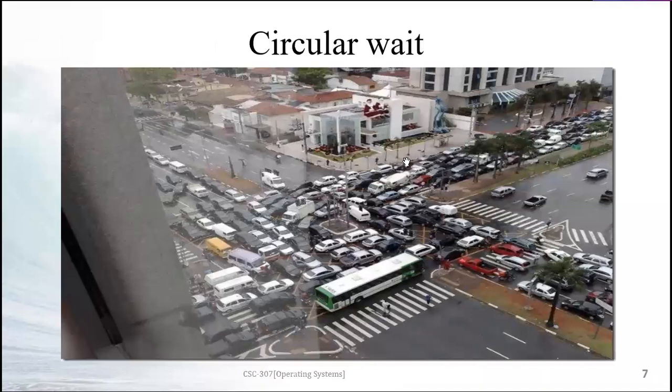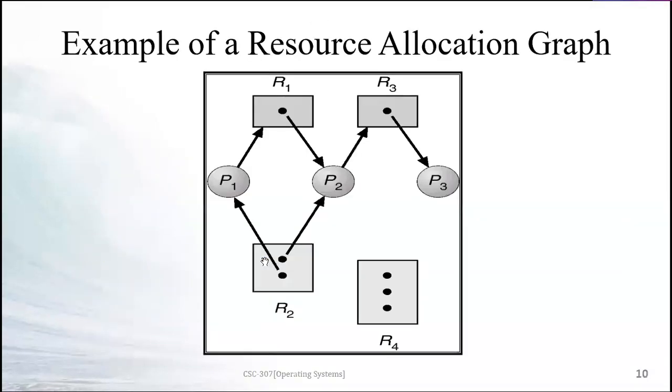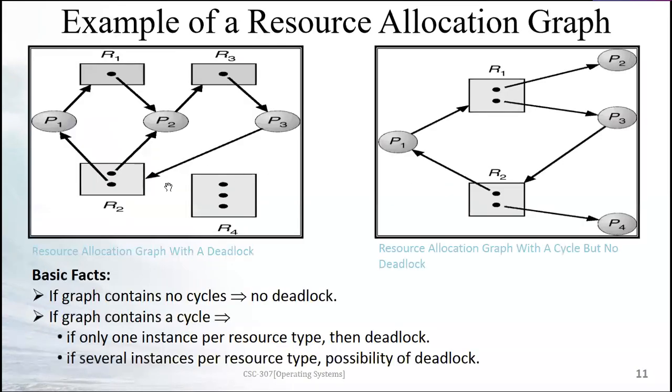P3 is waiting for R2, and R2's holders are again waiting for R3. R3 is taken by P3, so P3 will not release R3 as long as it has it. This is the problem we have in this one, so there will be a deadlock. The answer is yes, there will be a deadlock. Let's go for another one here. I hope you understood this one.